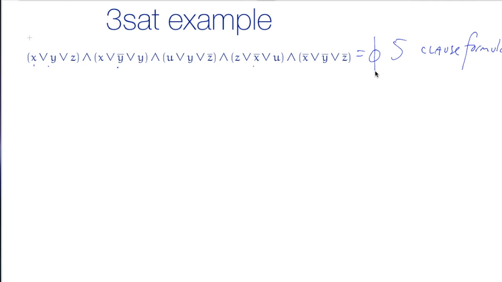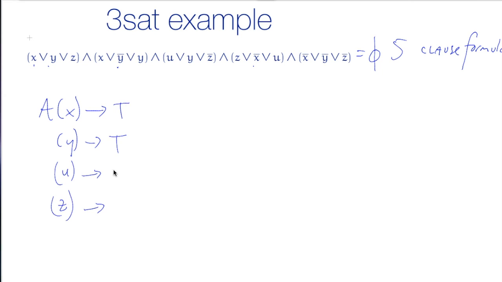Given a formula like this, we'd like to find an assignment A, which maps x, y, u, and z to different values. I believe if we set this to be true, this to be true, this to be true, and this to be false, then we can satisfy this formula. Since x is true, this clause will be true, this clause will be true, this clause will be true, this clause will be true, and this clause will be true. So this assignment satisfies all of the clauses of the formula, and so it's a satisfying assignment. Many of you have likely seen this problem in 3102.